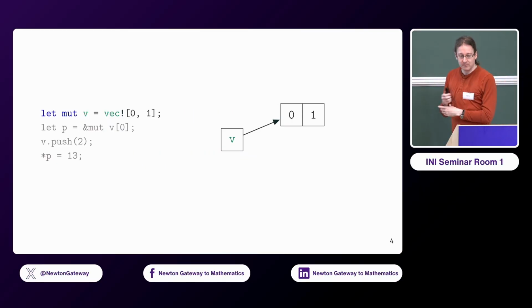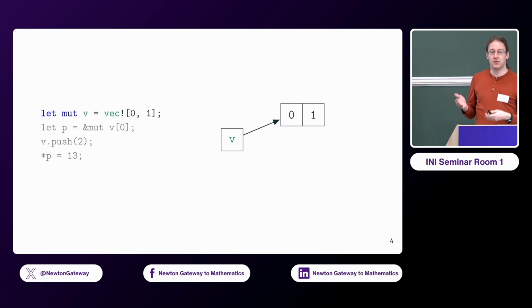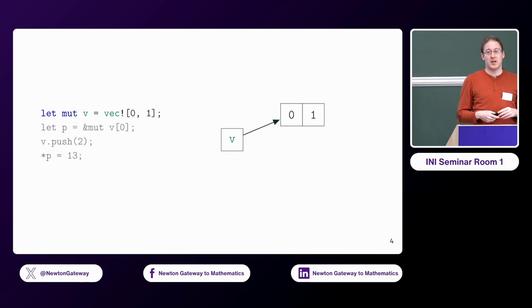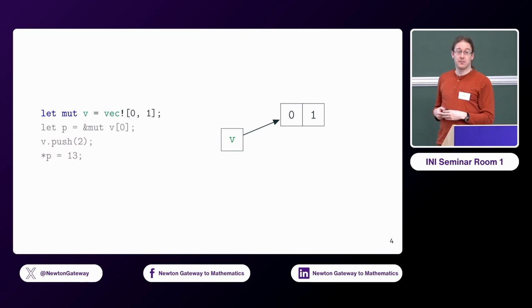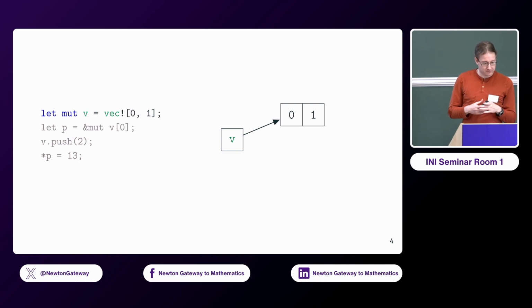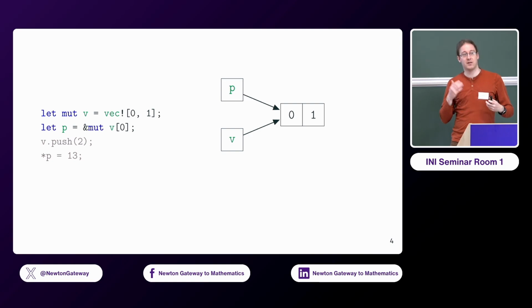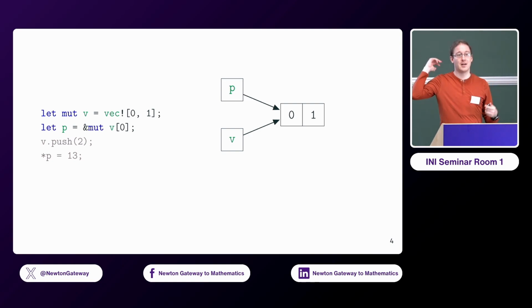Here's a little program. It starts by creating a vector, which is the Rust name for a heap-allocated growable array. And initially we put 0 and 1 in there. So somewhere in memory on the heap, we have a buffer with these two numbers, and v is a pointer to that buffer. Then we create p as a reference to the first element of the buffer, because that's something Rust supports. You can get references to in-place data, which is more efficient than having pointer interactions everywhere, like you would in most managed languages.